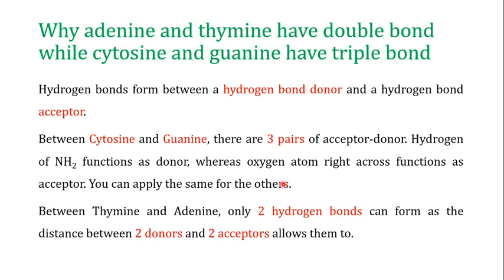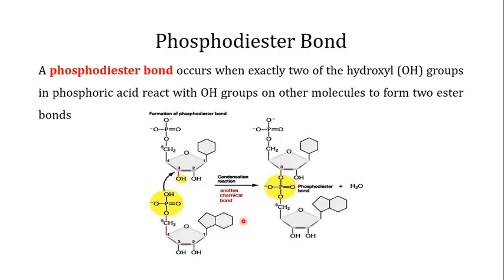When you talk about thymine and adenine, there are only 2 hydrogen bond donors and 2 hydrogen bond acceptors. So when there are 2 hydrogen bond donors and 2 hydrogen bond acceptors, that means in the end you are only going to have 2 hydrogen bonds. So because of the 3 pairs of hydrogen bond donor and acceptor in the cytosine and guanine pair, they are going to make 3 hydrogen bonds, and because of the presence of 2 hydrogen bond donors and acceptors in the thymine and adenine pair, you are going to have 2 hydrogen bonds between them.